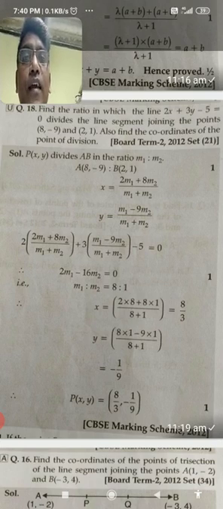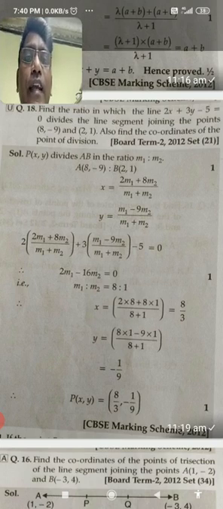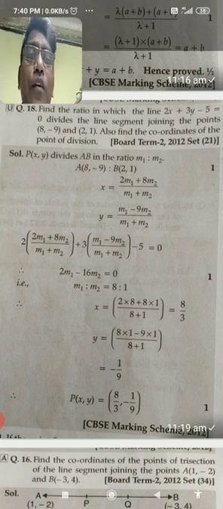What is the meaning of the point being on the line? It will satisfy the given equation. What is the meaning of satisfy? I mean by substituting this x and y in the equation, you will get RHS 0. That is 2x, where instead of x I substitute the x coordinate, plus 3y, where instead of y I substitute the y value, minus 5 equal to 0. Clear to you?